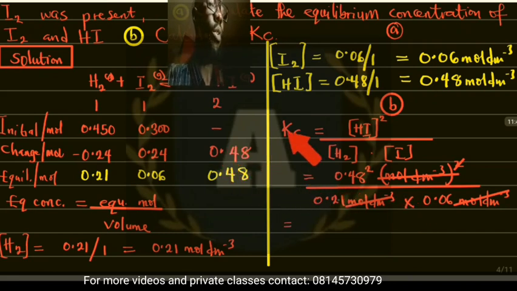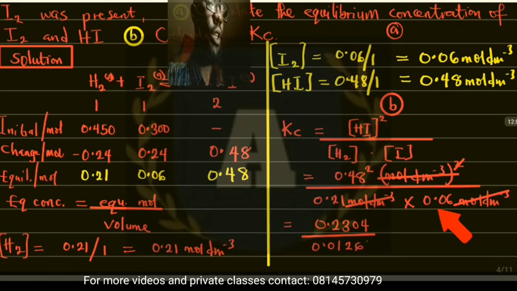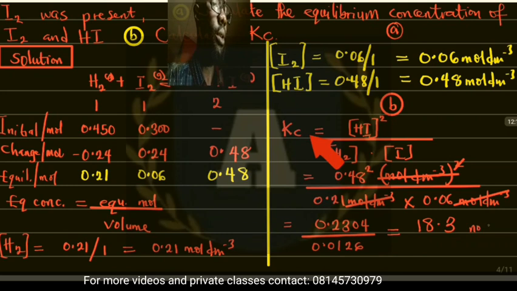Now 0.48 squared, when we calculated that, was 0.2304, divided by 0.21 multiplied by 0.06, that is 0.0126. So now on dividing this, that will be 18.3, no units. So that is how to go about that. Thank you.